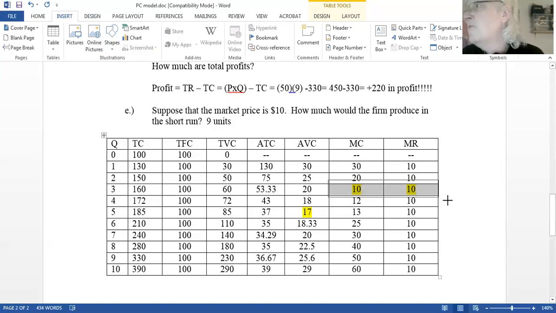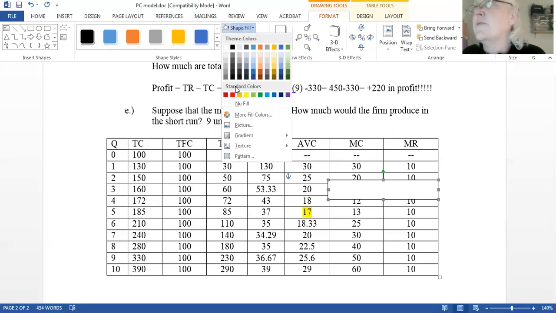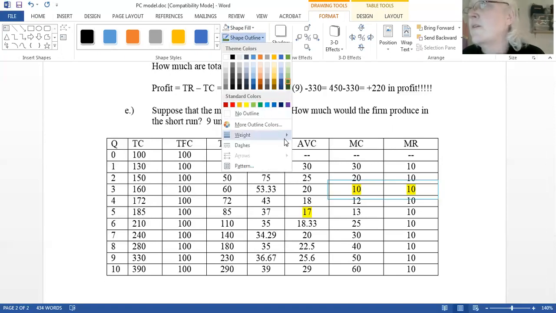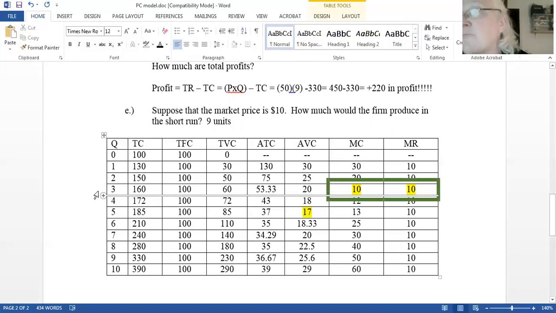That's going to be where the MR and the MC are equal. Okay, again, I'm going to do no fill, and I'm going to make the outline green, and make it big. Right? Okay, but now my quantity is going to be 3. So let me shade these guys again one more time.